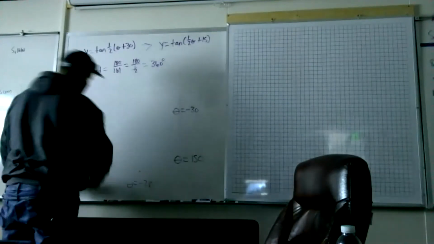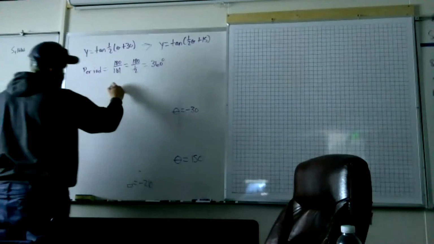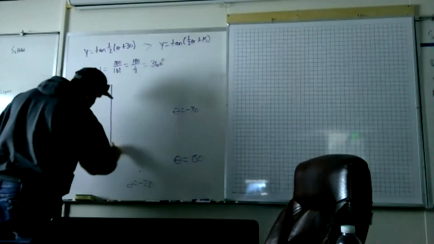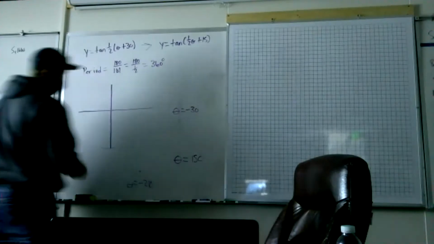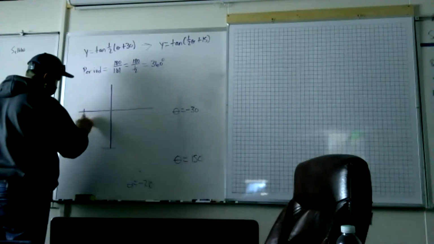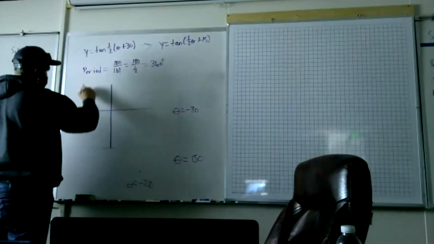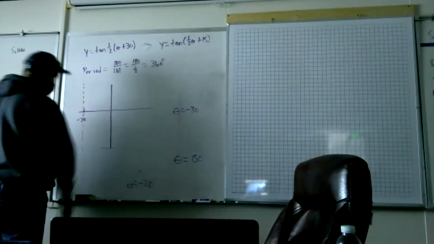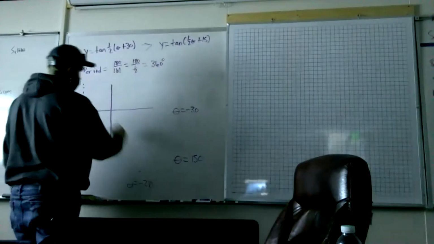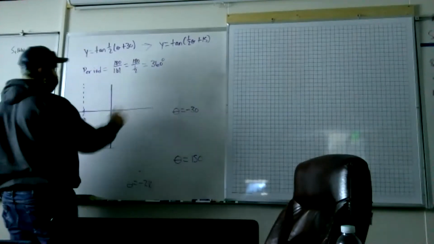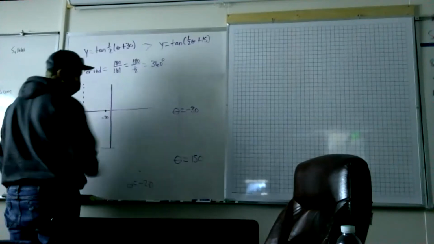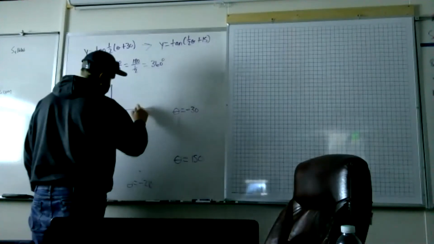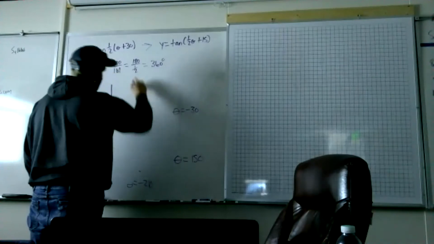Okay, so I'm going to graph it. Here's my y-axis. Here is my x-axis. At negative 210, I have an asymptote. My first intercept is at negative 30. My next asymptote is at 150.